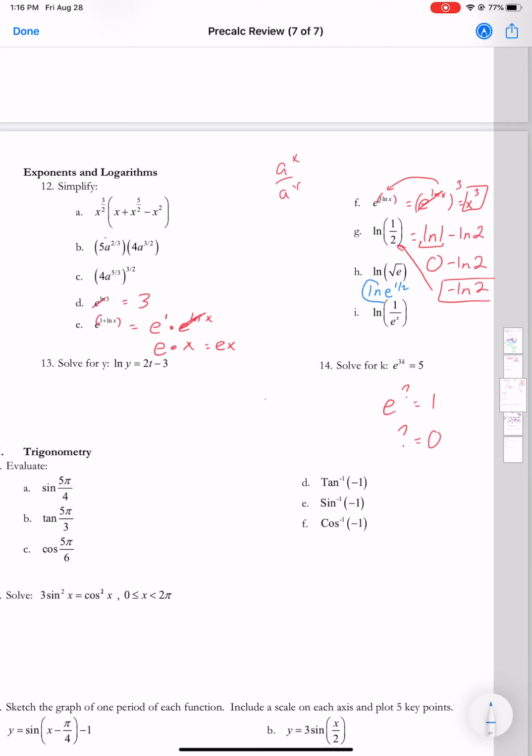And what do we have here? Natural log and e right next to each other. That cancels out, and this is really just equal to what's left, 1/2.